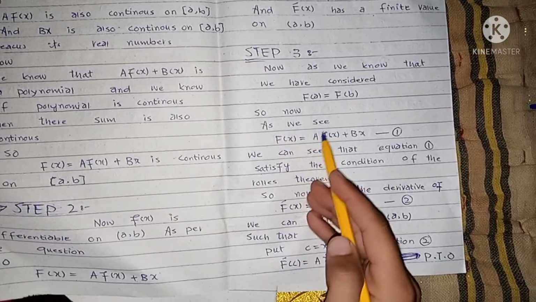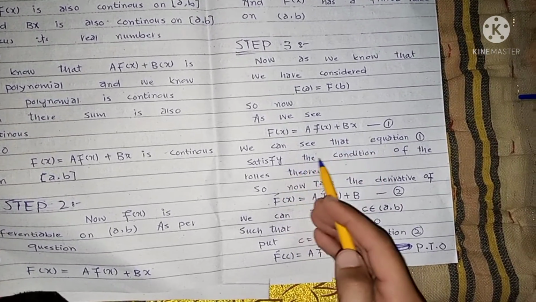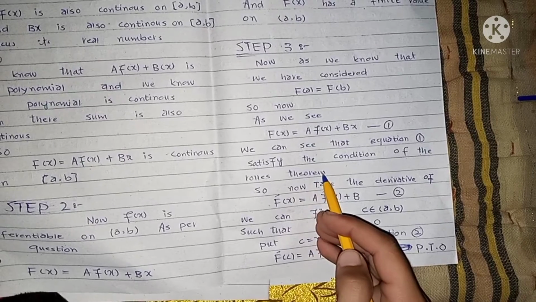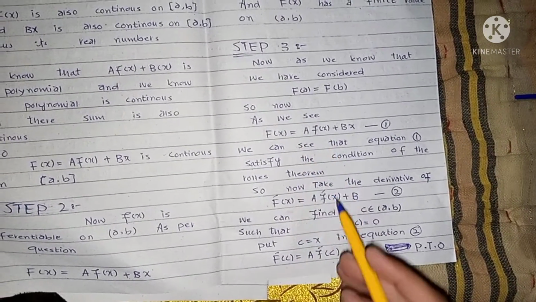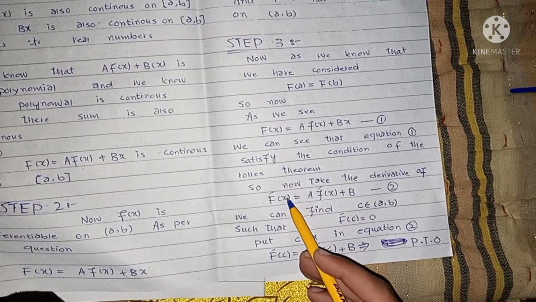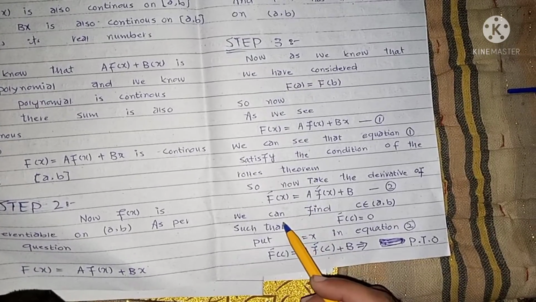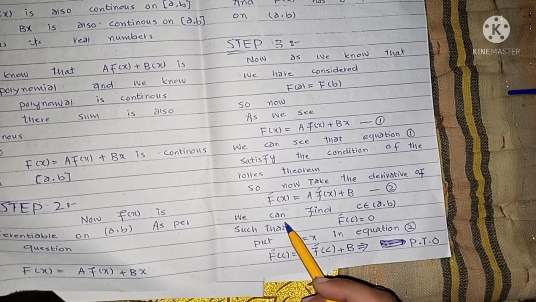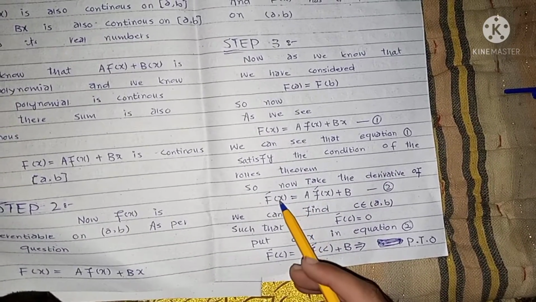So as we see, f of x plus b of x, we can see that this equation satisfies the conditions of Rolle's theorem. You may have studied Rolle's theorem. In Rolle's theorem, we take the derivative of the equation, and then we consider something ourselves and put that into the equation. The same we will do here.